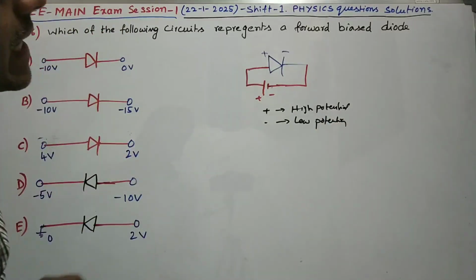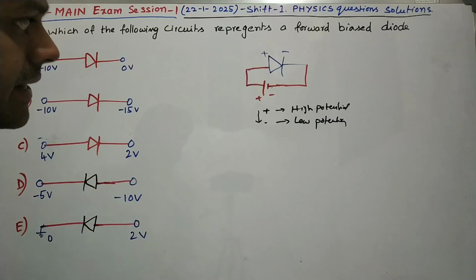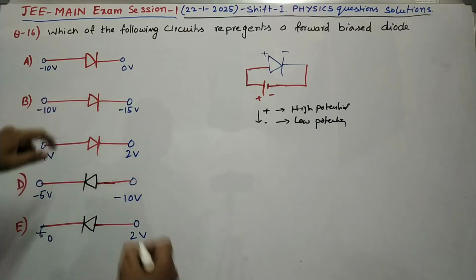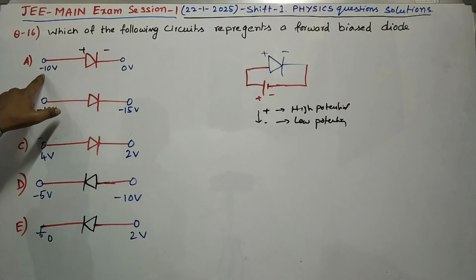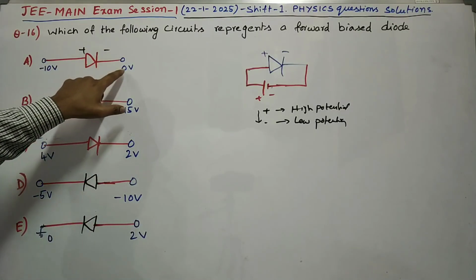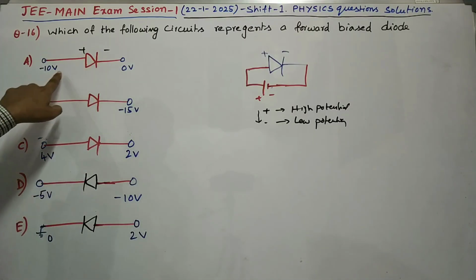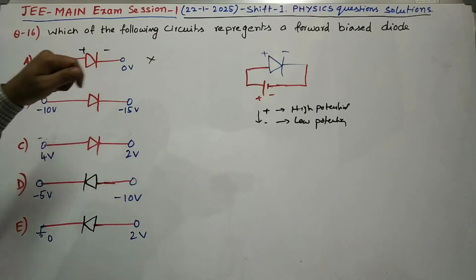So generally, current always flows from high potential to low potential. This is called the conventional current direction. According to the given option A, the positive terminal is connected to minus 10 and the negative to 0. Among those two, 0 is more than minus 10, so the diode is in reverse bias condition.